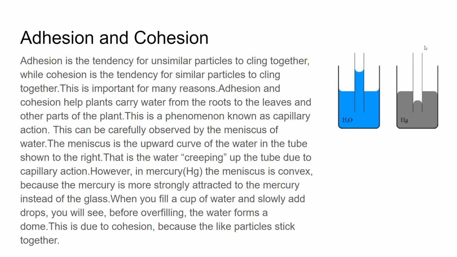However, in mercury, the meniscus is convex because the mercury is more strongly attracted to other mercury than to the glass molecules. When you fill a cup of water and slowly add more drops, you will see before overfilling, the water forms a dome. This is due to cohesion because the water particles will stick together.